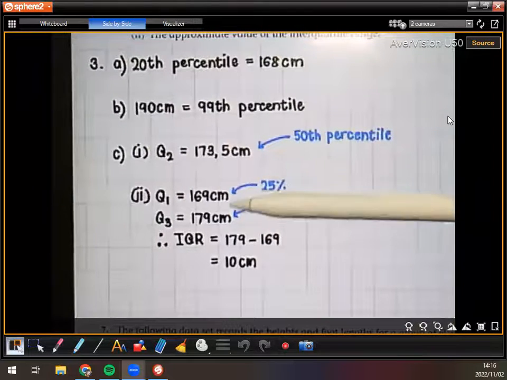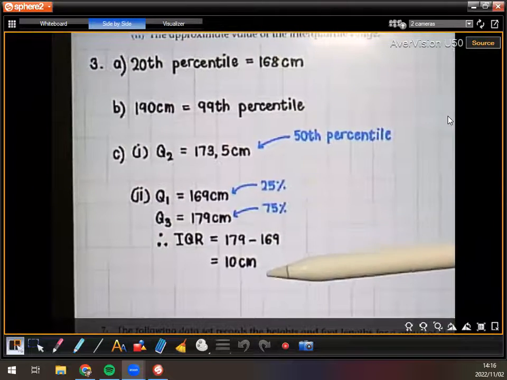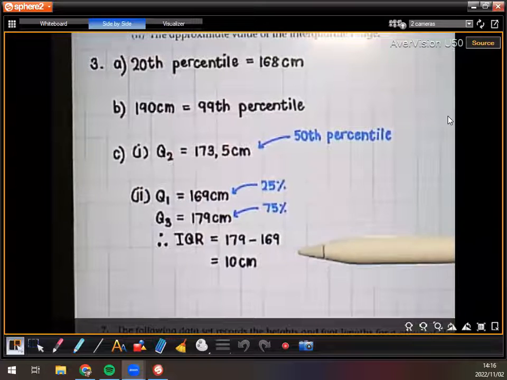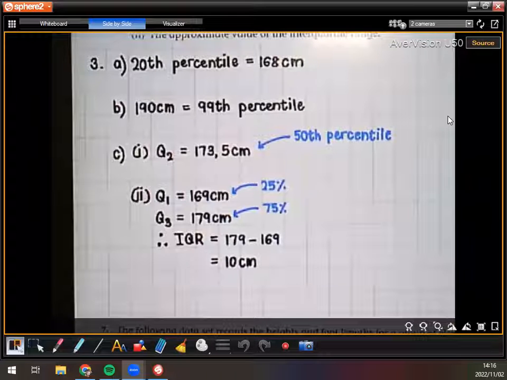But obviously, if these values of yours are slightly different, then your interquartile range will also be slightly different. But we will start with your values. Yeah, we'll find that one.